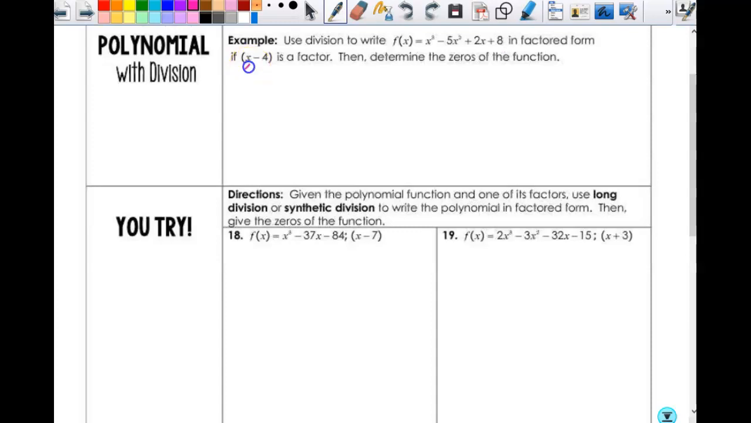So since x minus 4 is a factor, that means x equals 4. So we'll go ahead and do our synthetic division on here. 4 on the outside. Then I don't have any missing terms, so 1, negative 5, 2, and 8. Bring the 1 down.